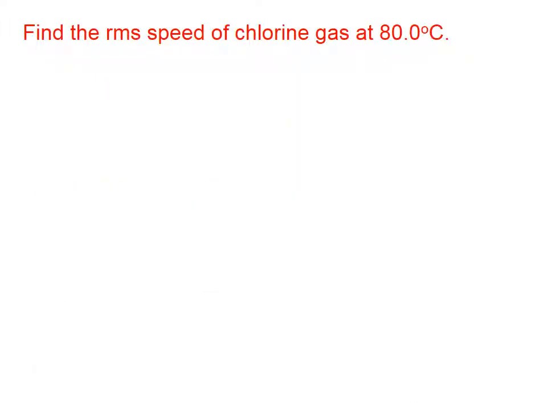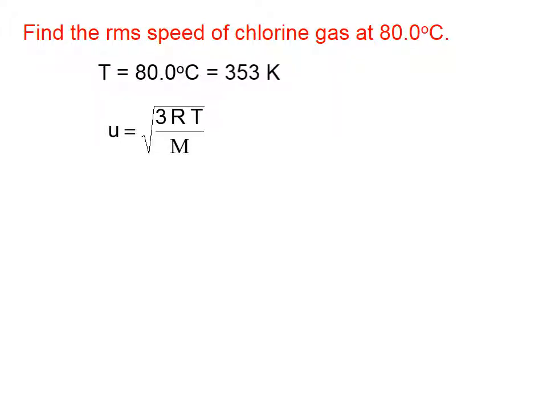So let's find the RMS speed of chlorine gas at 80 degrees Celsius. So there's our equation. We're going to convert the temperature into Kelvin because we can't do any calculations with gas laws unless we have the temperature in Kelvin. We know what this T term is. We know what R is because it's a constant, 8.314. Now we just have to figure out what's the molar mass.